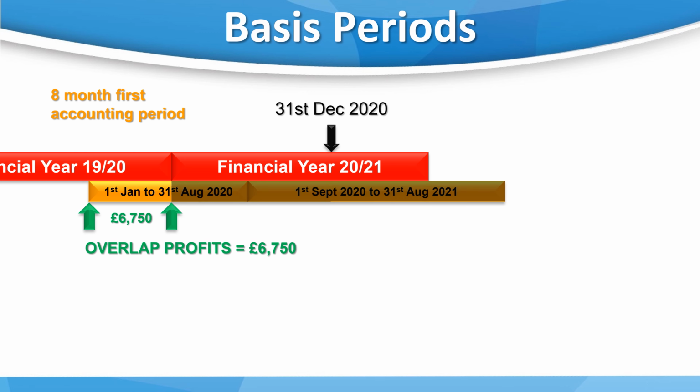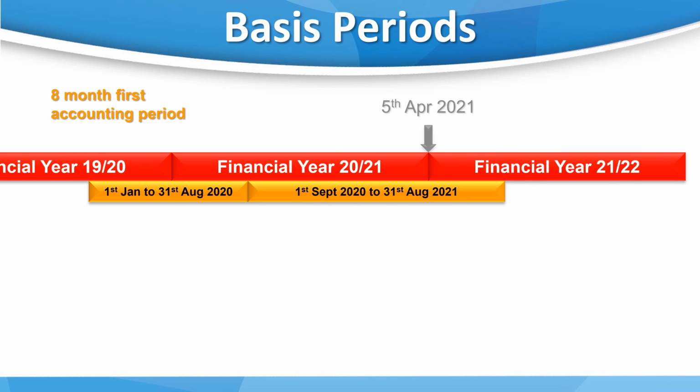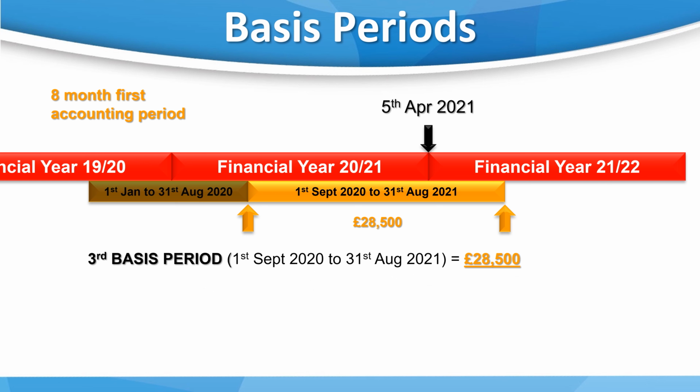Now let's look at the third financial year. Here, the accounting period ending in this financial year is the accounting period the 1st of September 2020 to the 31st of August 2021. This is a 12-month accounting period, so this will be the basis period in which the profits were £28,500.